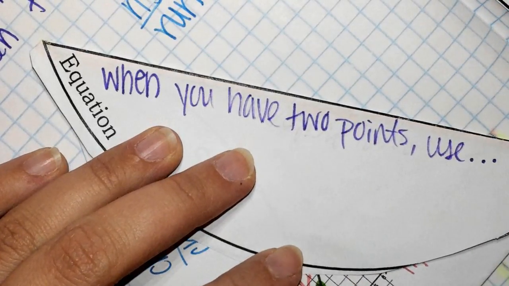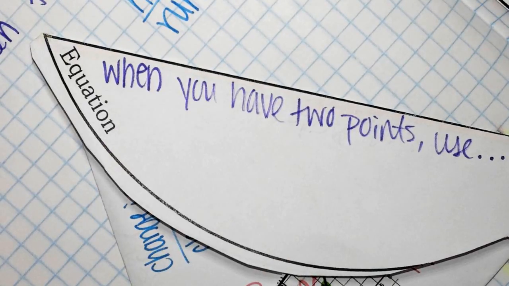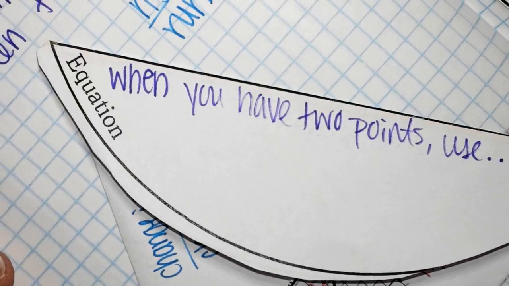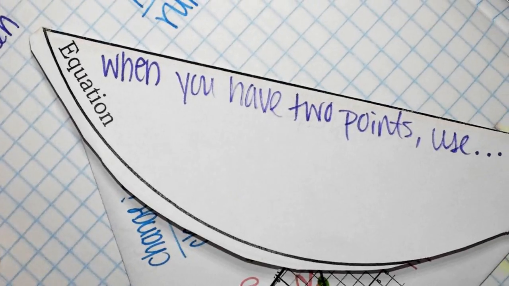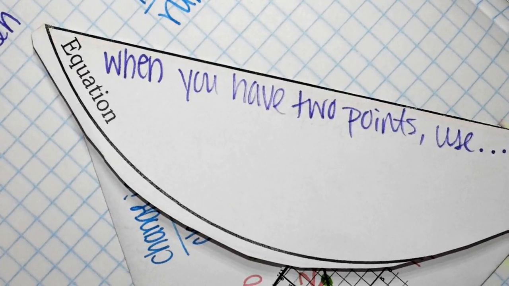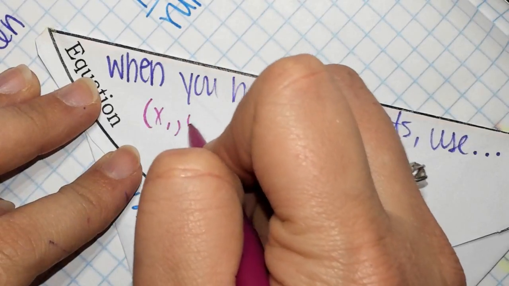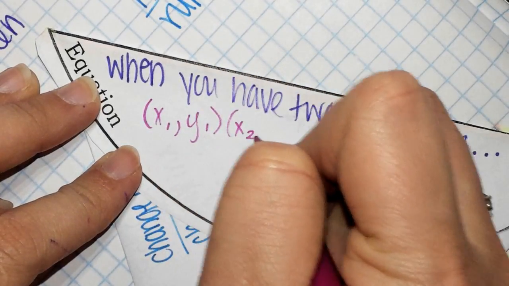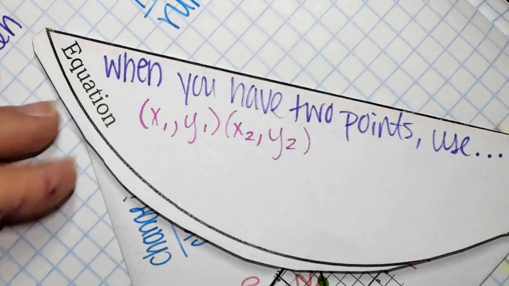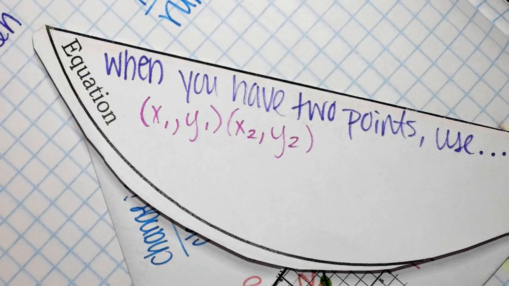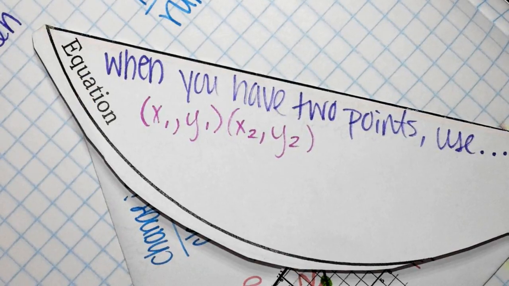Alright, so when you have 2 points, you are going to use the formula, the equation. Get excited. So we have 2 points, x1, y1, and x2, y2. Awesome! Now what letter always represents slope?